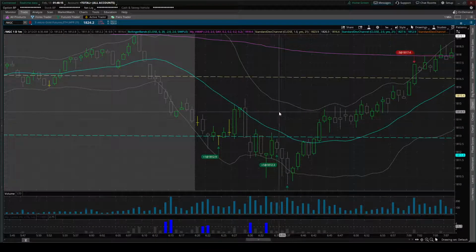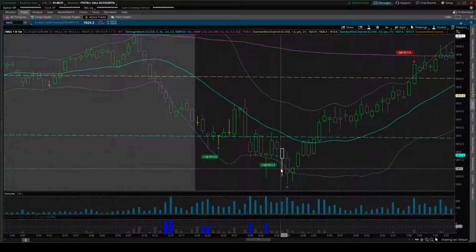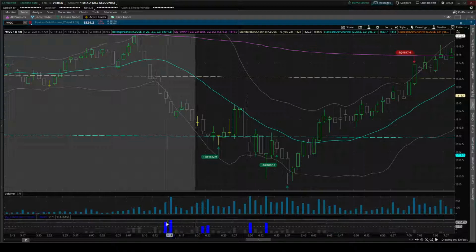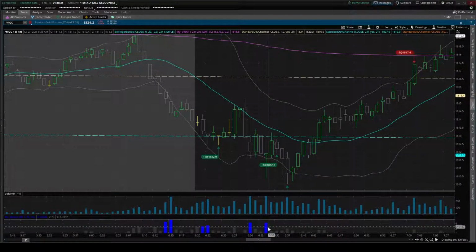for yesterday. I no longer use volume profile. I only use Bollinger Bands and standard deviations, volume, and I look for this indicator down here, which is relative volume. I look for spikes in relative volume.